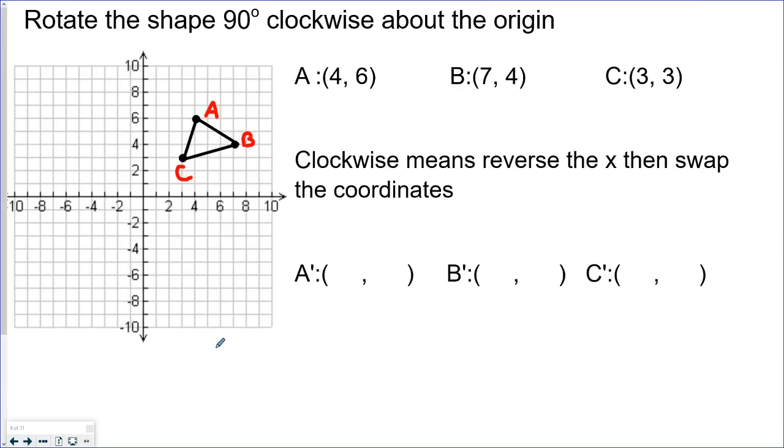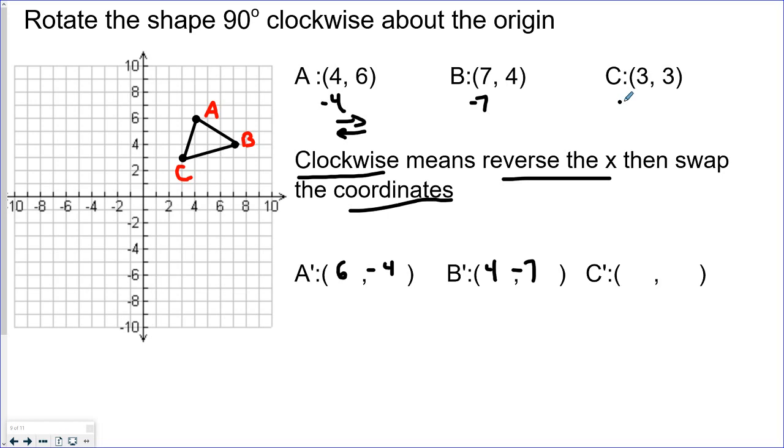So let's try one here. 90 degrees clockwise. So clockwise means reverse the x and then swap the coordinates. So 4, 6. Reverse the x, make that -4, and then swap the coordinates. So I'd have 6, -4. Reverse the x, -7. Swap the coordinates, 4, -7. Reverse the x, -3. Swap the coordinates, 3, -3.